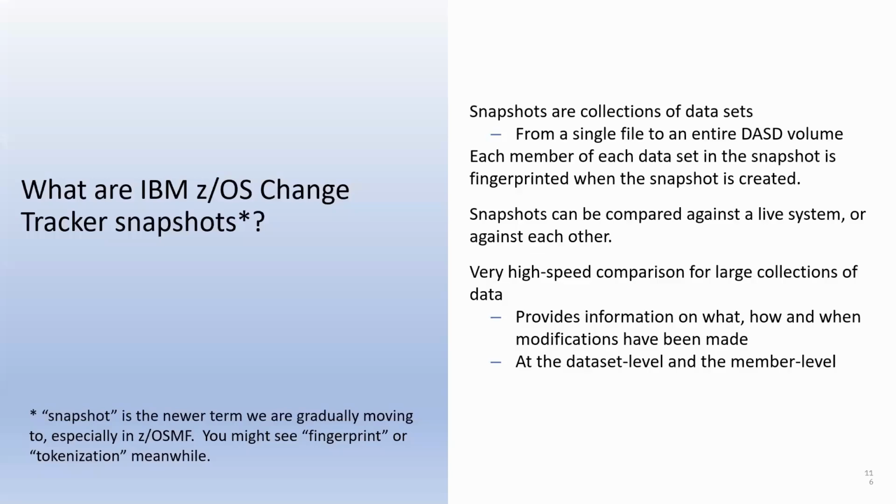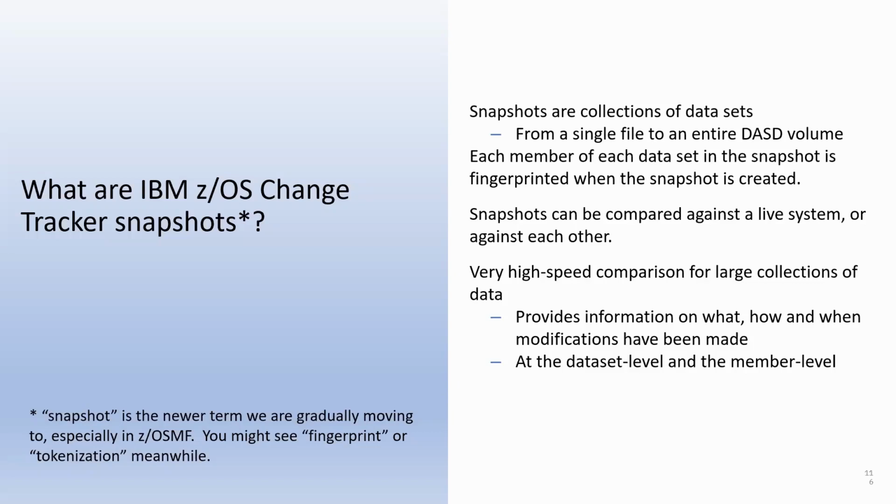So from snapshots, snapshots is also known as fingerprinting or tokenization. We're gradually moving over to the newer term of snapshot, and that will gain more relevance in upcoming changes to Change Tracker, especially within the z/OSMF interface. We'll talk a little bit more about that in a second. So snapshots allow me to go against an entire file or entire data set volume, entire environments. So I can do a high-speed comparison in a live system and against other systems in the environment.